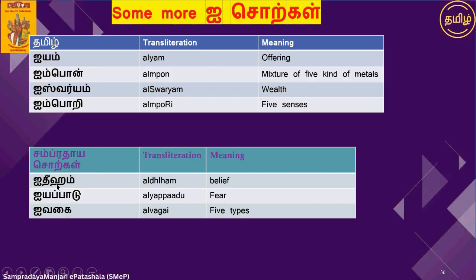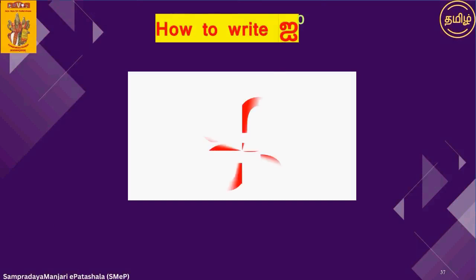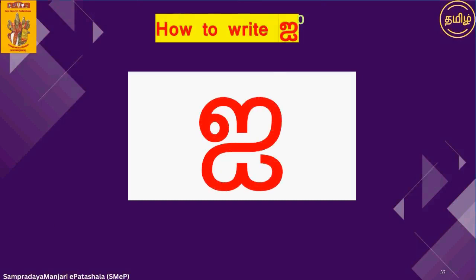ஐதீகம், they say it means belief. ஐதீகம். ஐயப்பாடு, ஐயப்பாடு means fear or doubt. ஐவகை, ஐவகை புஷ்பம் they say, meaning five types. ஐ itself indicates five. ஐவகை means five types. Okay, we have seen how to write this letter ஐ.